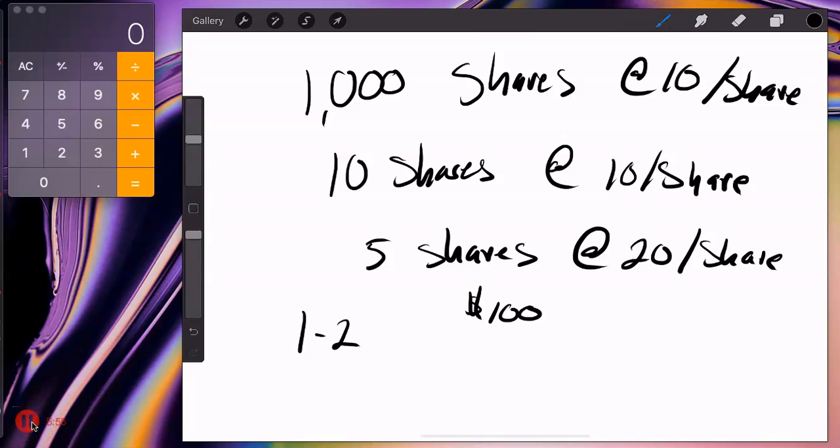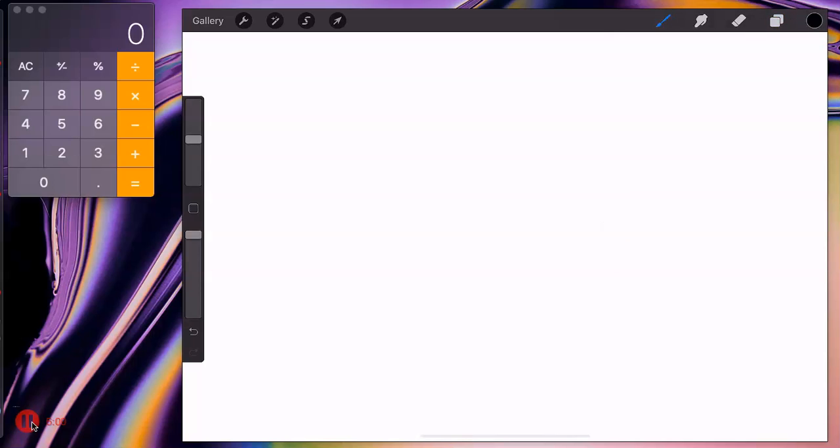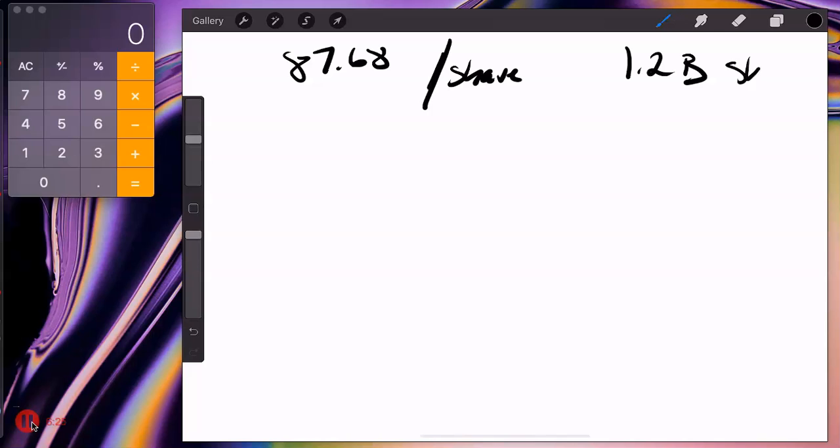So let's do an example, something that we might see on the homework here. Let's say on December 4th, John Deere Corporation instituted a 2-for-1 stock split. Before the split, the market share price was $87.68 per share, and the corporation had 1.2 billion shares outstanding.